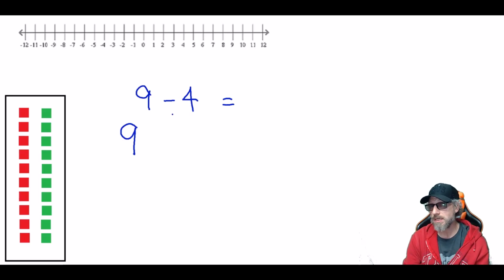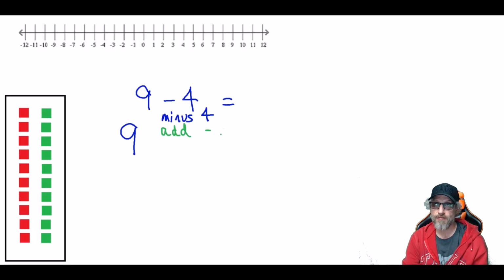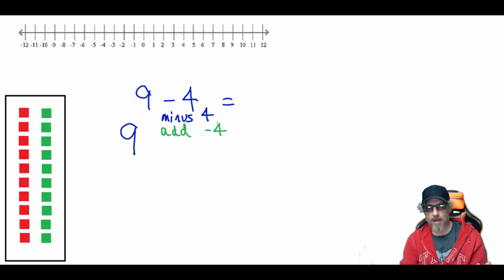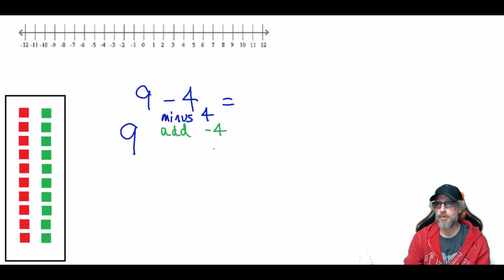We don't want to deal with subtracts. So instead of minus 4, we want to not subtract, not do a minus, we want to add. And not add 4, it would be the opposite of 4, add negative 4. This is something we can always do with any subtraction problem.